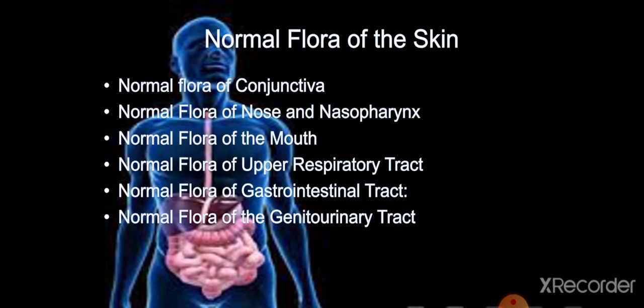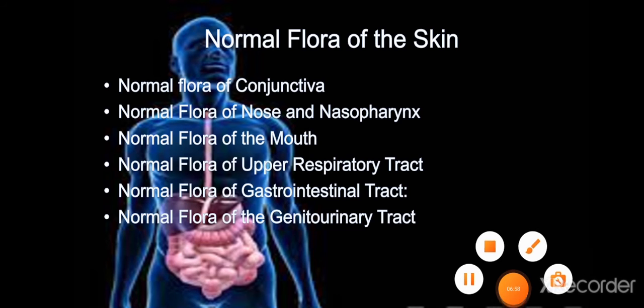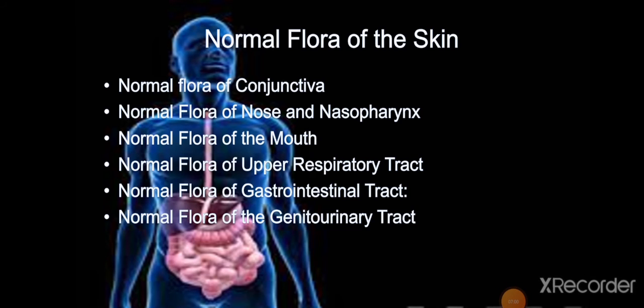Next is normal flora of the body sites. First is normal flora of conjunctiva. Second, normal flora of nose and nasopharynx. Third, normal flora of the mouth. Fourth, normal flora of upper respiratory tract. Fifth, normal flora of gastrointestinal tract. Sixth, normal flora of genitourinary tract. What is normal flora of conjunctiva?